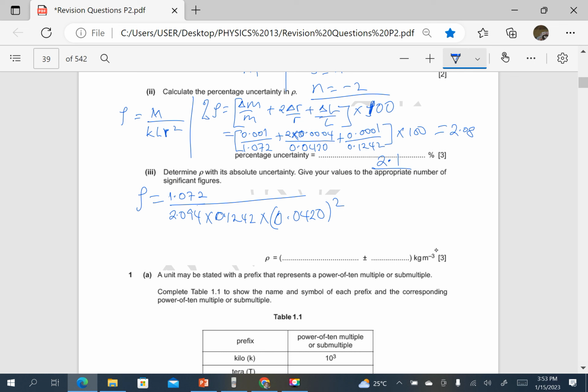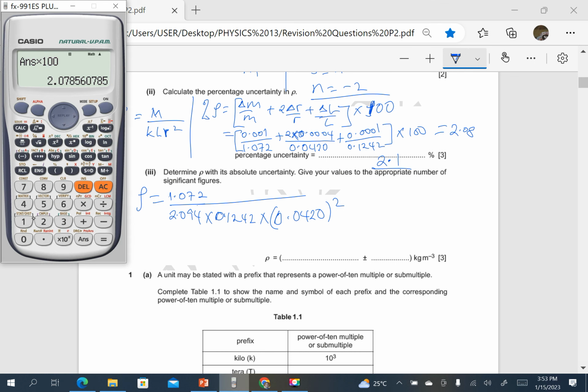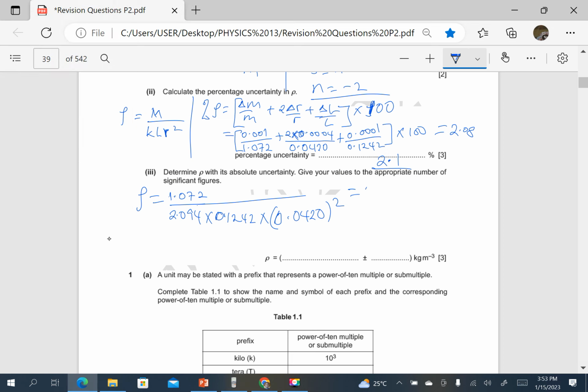So we put this in our calculator. So this is going to be 1.072 divided by, I'll open my bracket, 2.094 times 0.1242 times 0.0420 squared. And that is giving me the density as 2336.7, 2336.7 kilograms per meters cubed.